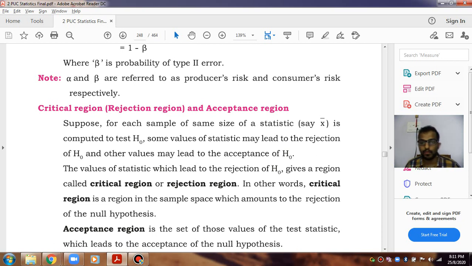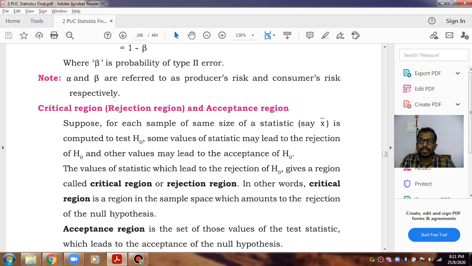Students, do you know we were talking about this level of significance, confidence interval, saying that this particular value has to come between these boundaries. If it comes between those boundaries, you accept the value. So that particular region which you have taken is called the acceptance region. If it comes outside those particular limits, then it is called the rejection region. That's it. The students understand.